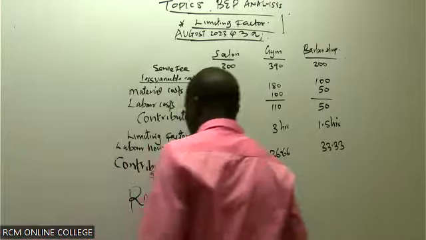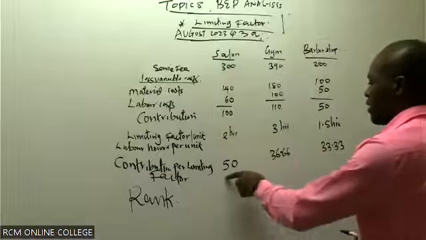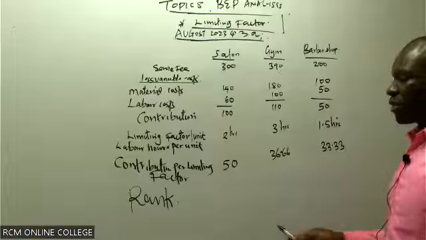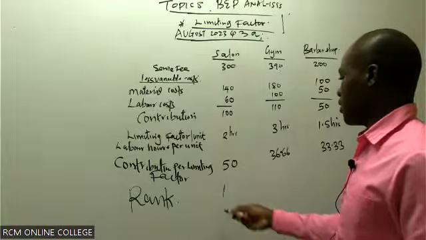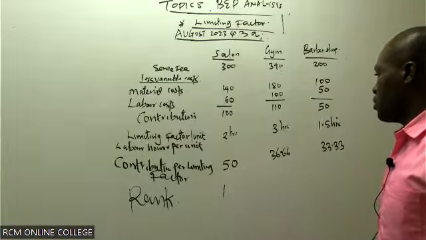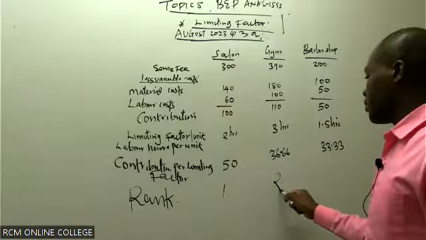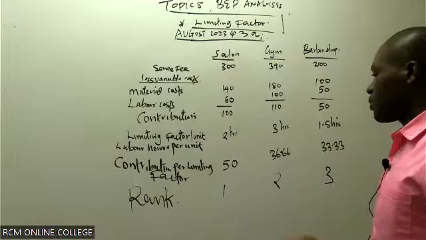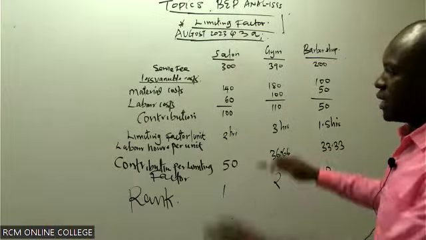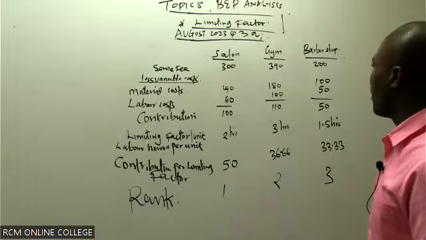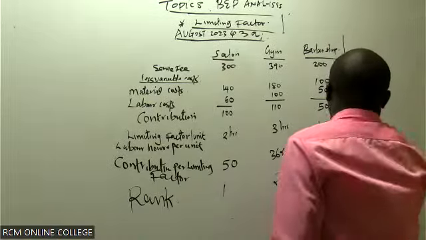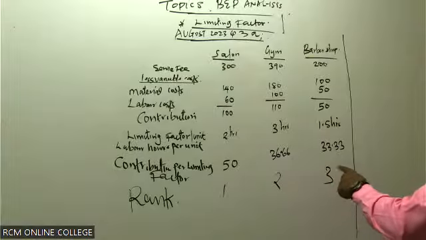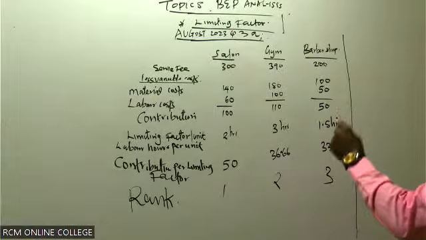Let's do the ranking. Which one will be number 1? The higher the value, the better for the company. This one here, is it? Then number 2, this one here. Then number 3, the last one here. That's how we do it all through. Now, having done that, I've known number 1, number 2, number 3.